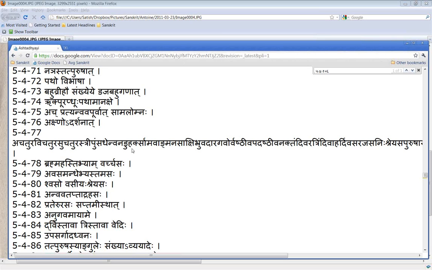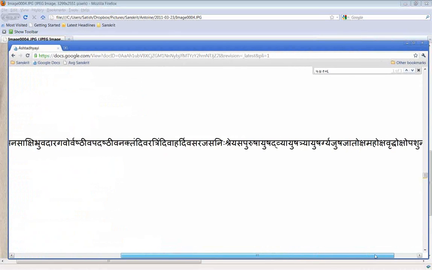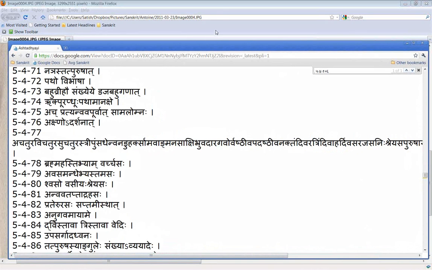Let's take one example and we'll stop for today. Look at these, keep these 11 in mind: Stri Pumsa, Dhenvanaduha, Riksama, Vangmanasa, Akshibhruva, Dargava, Urvashchiva, Padashchiva, Naktandiva, Ratrindiva, and Ahardiva. Of course, there's one more dvandva coming later, Rugyajusha, this is also a dvandva. The rest of these are different kinds of compounds, so we're not worried about that right now.